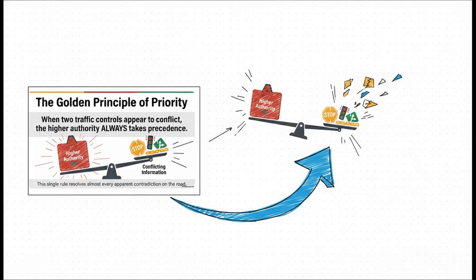Think of it like a giant scale. The heavy weight of a higher authority easily overrides any conflicting, lower-level information. See that solid red block of higher authority? It completely tips the balance, launching that whole cluster of confusing signs and lights right out of the equation. And honestly, that is exactly what you need to do in your own mind.